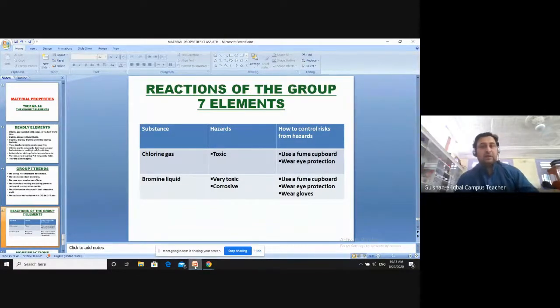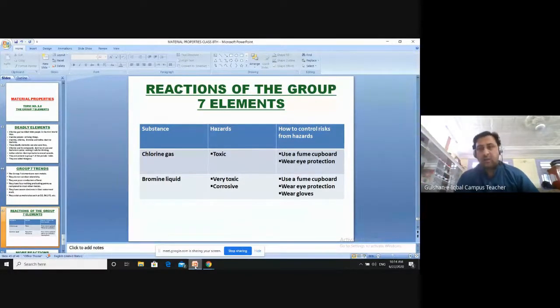Second is bromine. Bromine is a much more toxic gas than chlorine. When you are going to handle bromine as a liquid, remember it is very toxic, and it is corrosive as well. Corrosive means it slowly and gradually does its reaction. Whenever it comes on your skin, it will slowly start reacting on your body, and your skin is going to be infected.